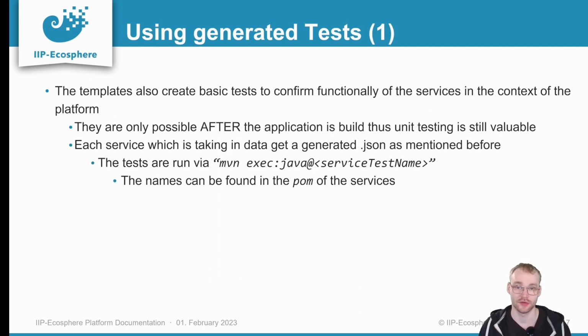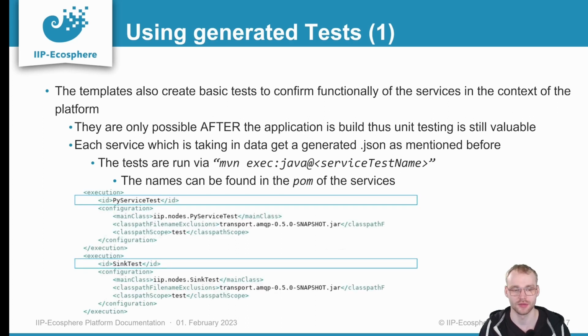Each service that's taking data as input has its own JSON template file as shown, and you need to edit these as shown before. These tests are run via mvn exec java and then the service test name. These can be read from the POM file in your imported template project. Here are some examples. Py service test and sync test would be two of, in this example, 3 tests.